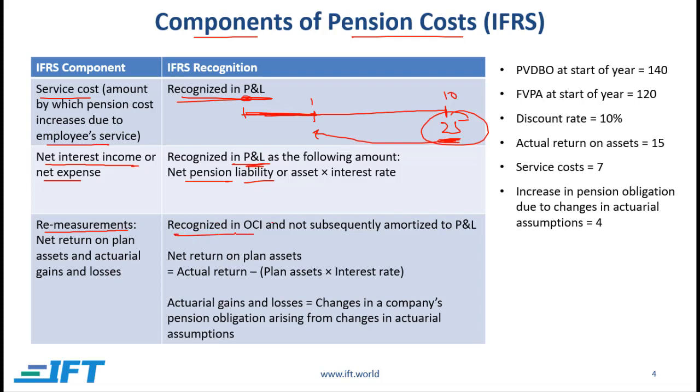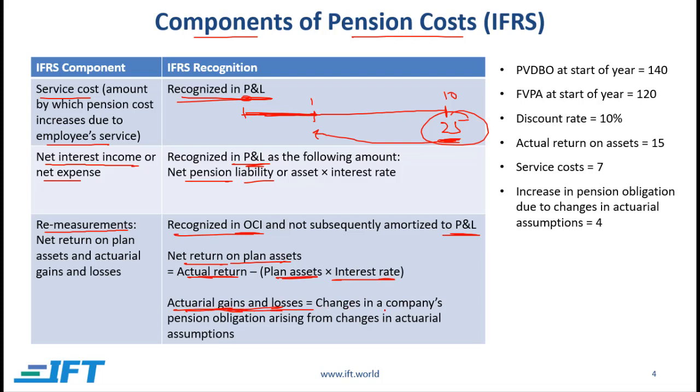Remeasurements are recognized in other comprehensive income and they stay there. So this amount is not subsequently amortized to profit and loss. So the remeasurements have two parts. One part is the net return on plan assets. This is the actual return minus the plan assets into the interest rate. The second component here is the actuarial gains and losses.